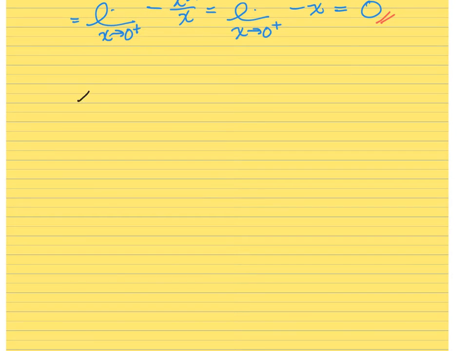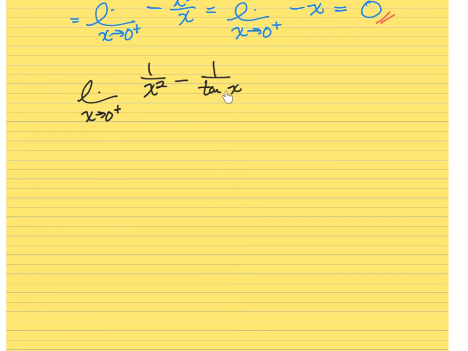All right, let's try another one. So let's look at something like this: the limit as x goes to 0 of 1 over x squared minus 1 over tangent of x. Okay, so what's happening here? X is going to 0, so this is going to infinity, right? Because x is getting smaller and smaller, 1 over a tiny, tiny number. So that's infinity. Minus 1 over, what does tangent do?